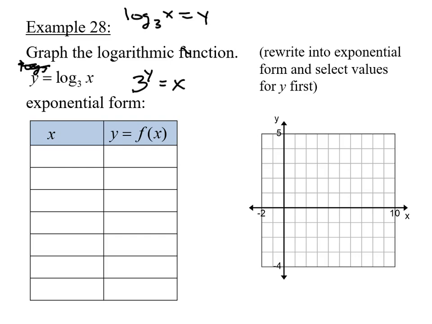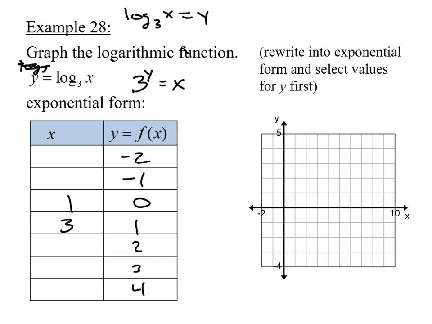So what we're going to do is pick some positives and negatives for y, and then figure out what the x's are. But we have to make sure we put it in the table in the right direction. So we're picking y's. We're going to pick, say, -2, -1, 0, 1, 2, 3, 4. So if I put in, we'll start with easy stuff. 3 to the 0 would just be 1. So log base 3 of 1 would be 0. If I put in a 1, that's just going to get me 3.